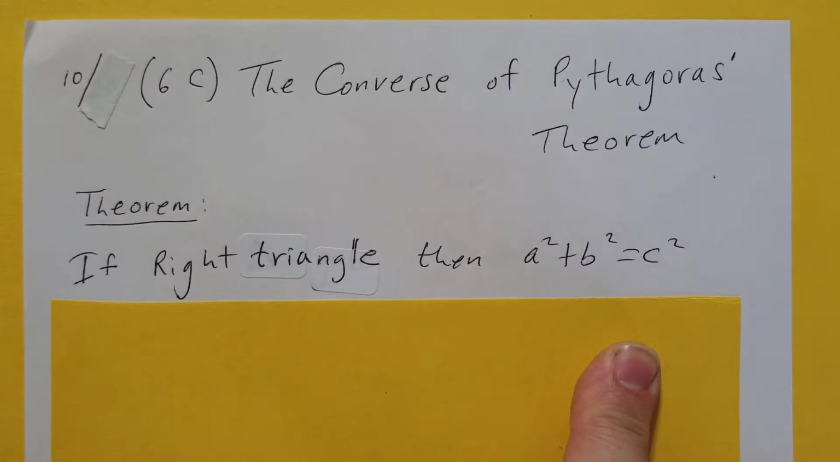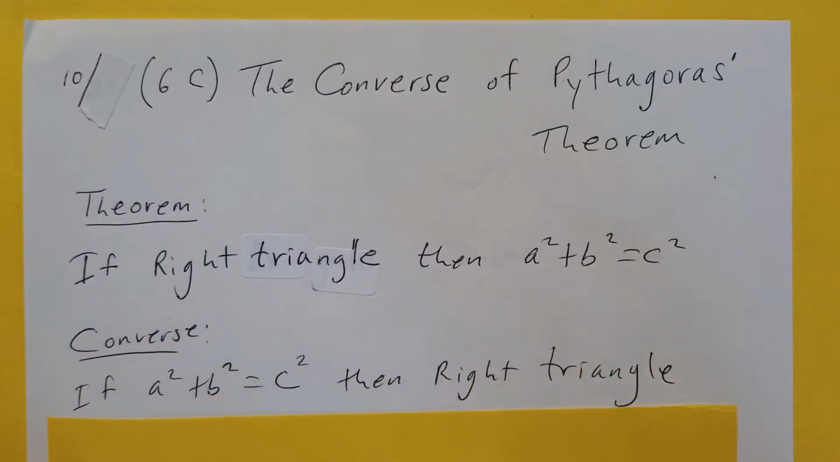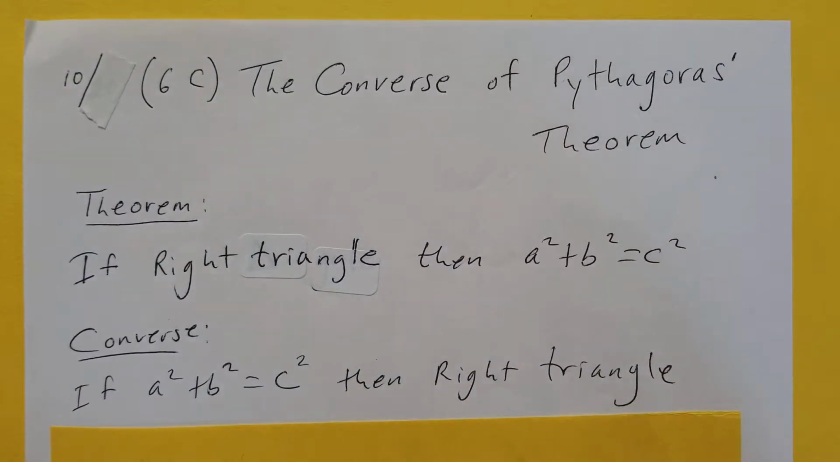The converse is if we say it in reverse. If you ever come across a triangle, any triangle, you don't know if it's a right triangle, and you try this, and it comes out to be true. You take two sides, square them, add them, and they equal the square of the third side. If that comes out to be true, then you can say, aha, that is a right triangle.